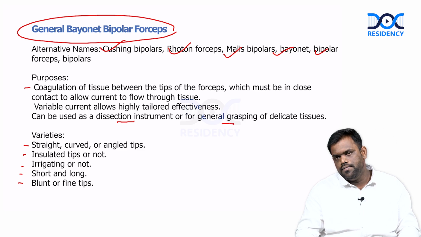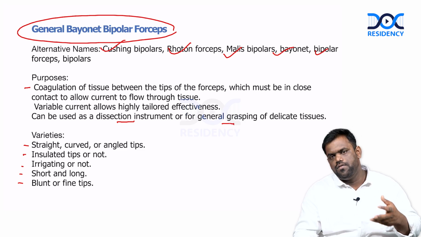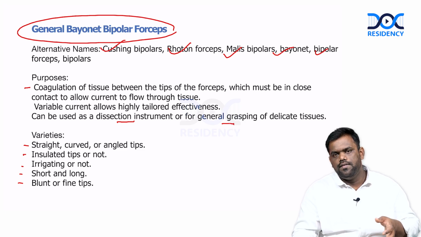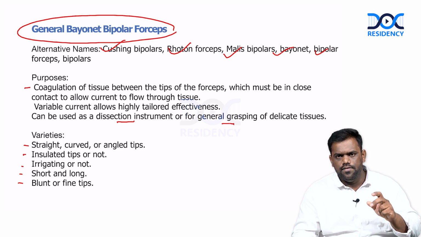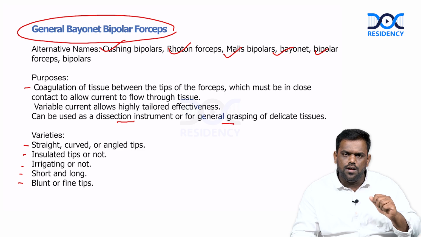Okay, it varies. There are many different types of bipolar forceps available, based on whether they are straight or curved, insulated or not, with the insulated tip or not, with the irrigation property or not, and short or long, with blunt or fine tips.